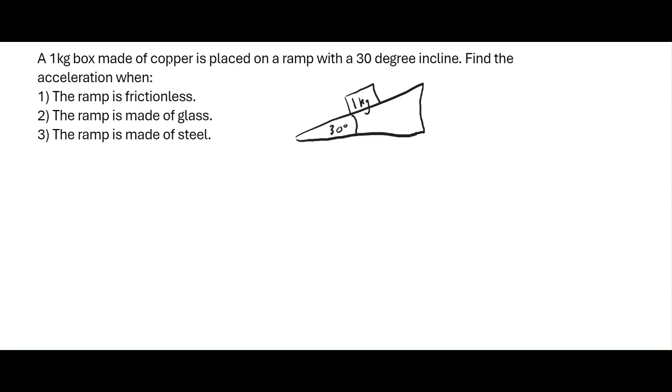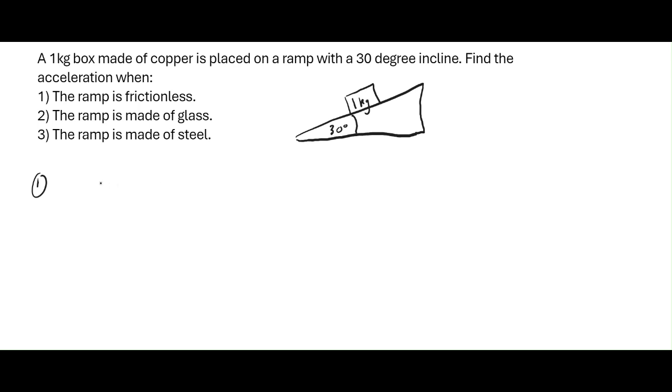The box is made of copper. That will play a role later when we consider the ramp to be made of different materials. The amount of friction that is experienced between one material and another depends on what both are made of, and you can look up tables of these numbers. But for today, I'll just provide the numbers that describe the amount of friction between copper and glass and between copper and steel. But first, let's consider the ramp to be frictionless.